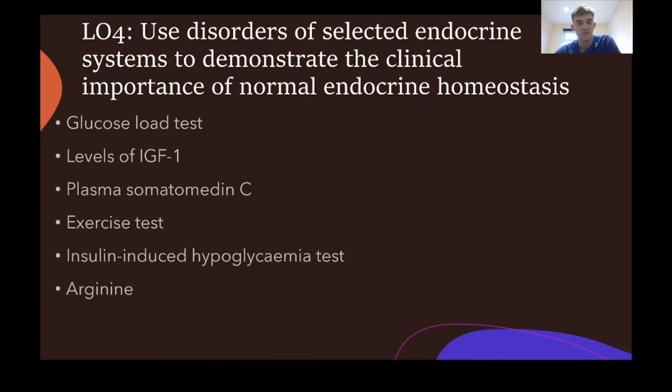So therefore, how can we test for growth hormone when someone comes in? So we can give them this glucose load test, in which when they have an increase in glucose, we should see a decrease in growth hormone. Then we have these levels of IGF-1, plasma somatomedin C, so that's a different derivative of these somatomedins, such as the IGF-1. We can also have an exercise test, which we should see to increase growth hormone, as well as this insulin-induced hypoglycemia test and arginine as well.